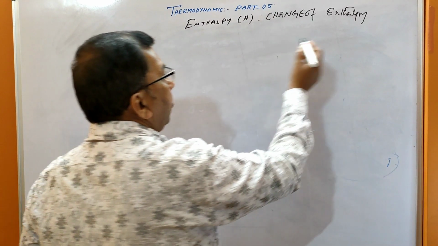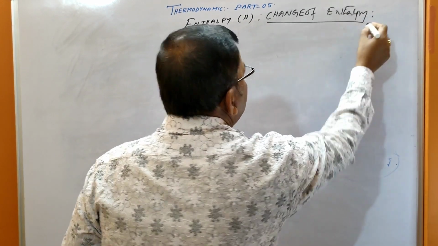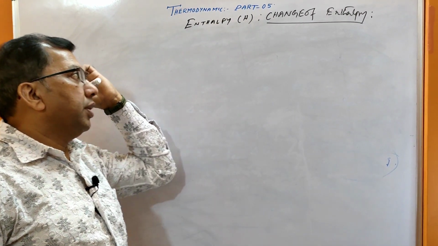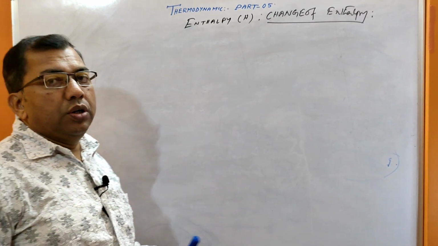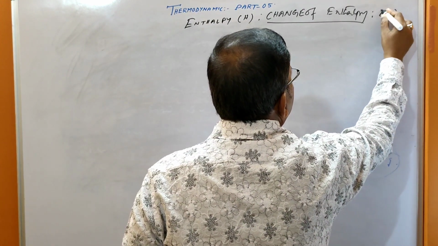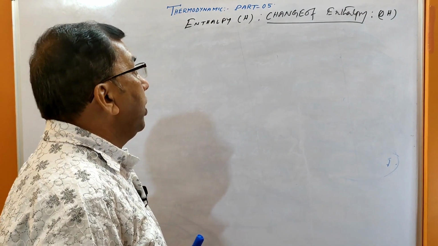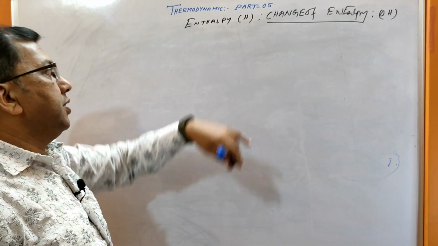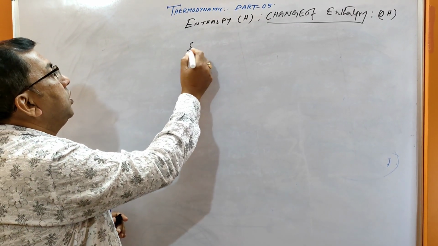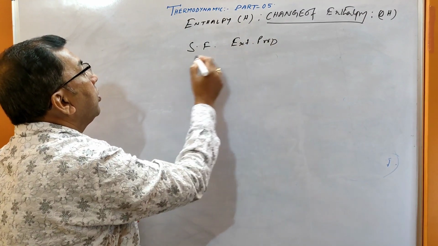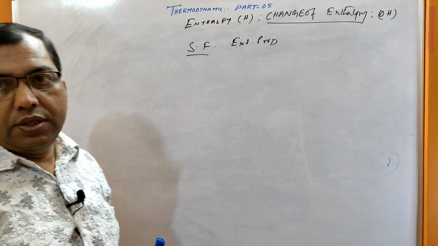A few moments later. So now start enthalpy and change of enthalpy. What is enthalpy, and what is change of enthalpy? It will be delta H. Enthalpy is a state function and an extensive property. State function and extensive property. Remember it, okay? Extensive property.